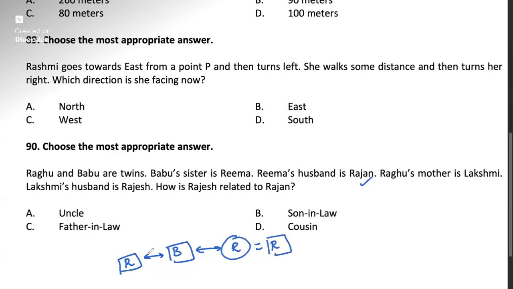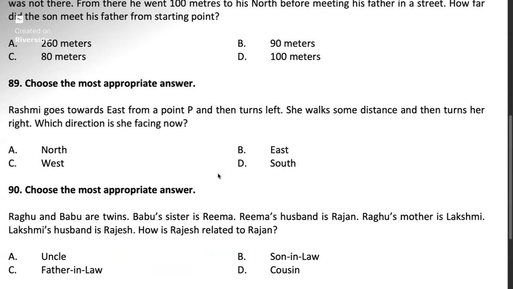Raghu's mother, which is basically the mother of all three, is Lakshmi. So one step up, and Lakshmi's husband is Rajesh. So how is Rajesh related to Rajan? Father-in-law, absolutely.